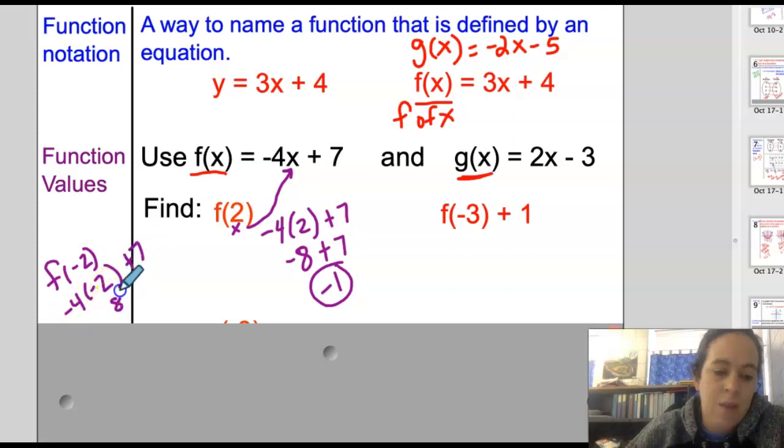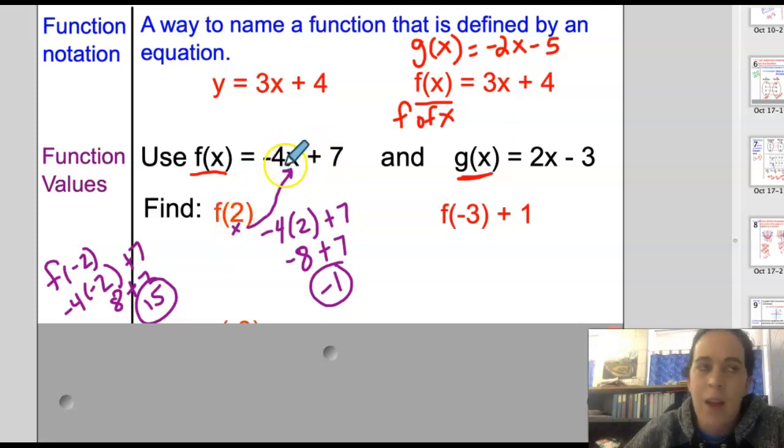Negative times a negative makes a positive 8, and a positive 8 plus 7 is equal to 15. So really this just means put whatever numbers inside this parenthesis in for the x in the equation. It's kind of like our expressions that we've been working with, but it's this funky way of writing them. Okay? Now what happens if I say find f of negative 3 plus 1?